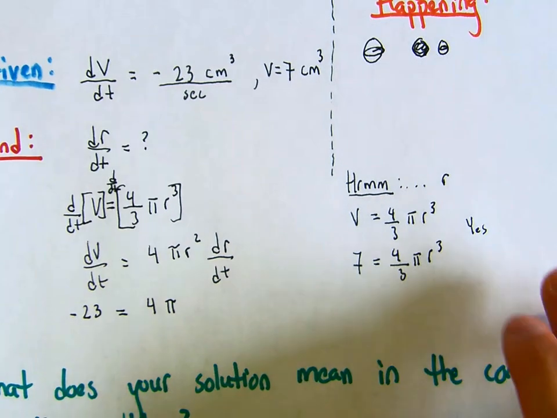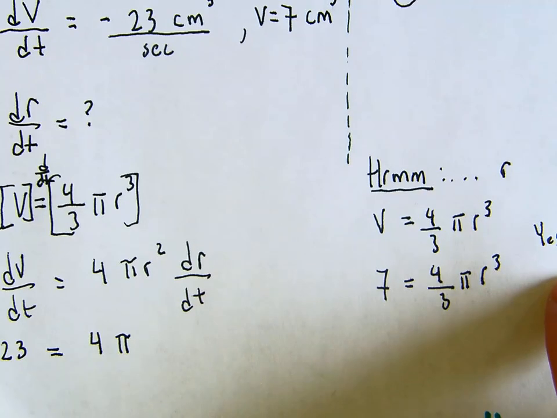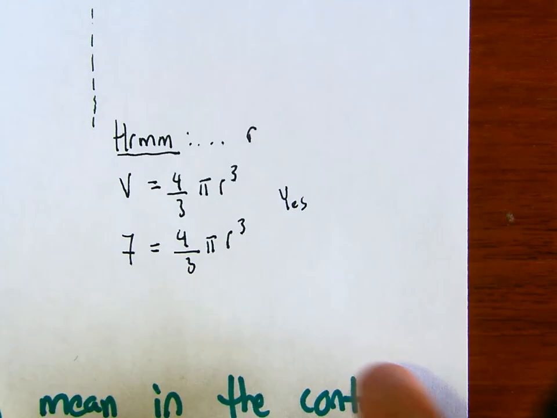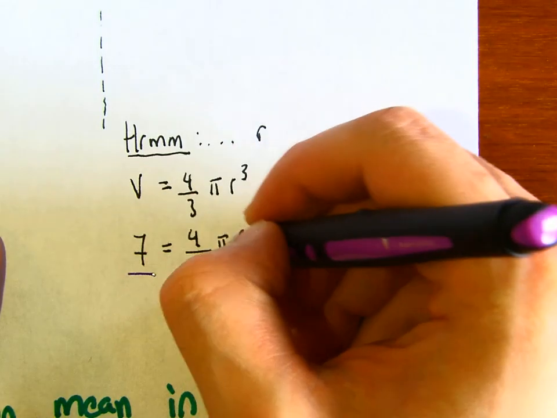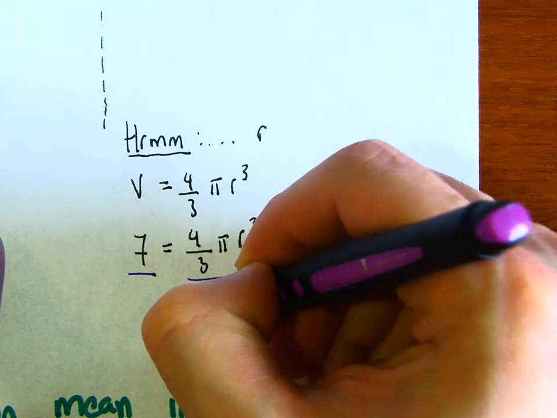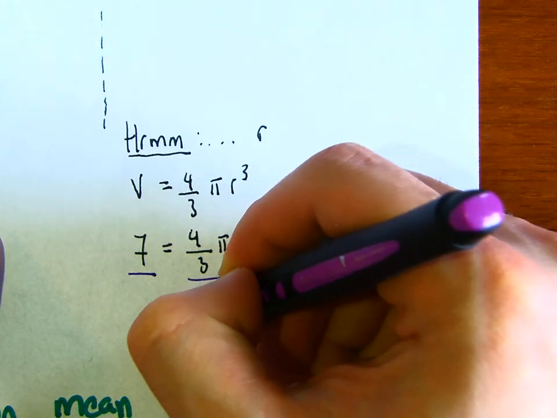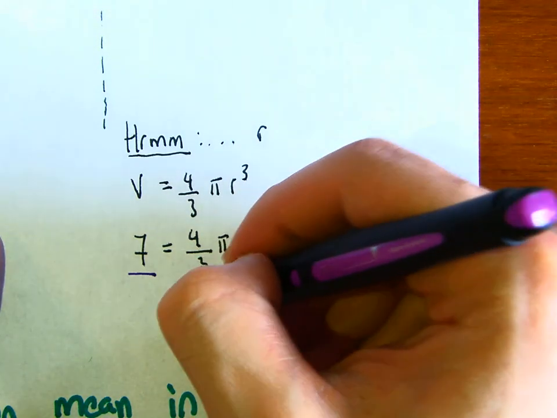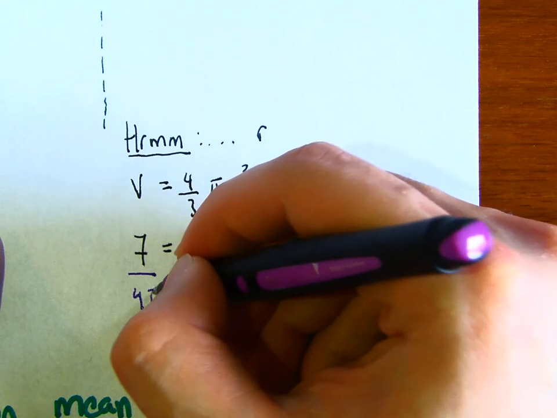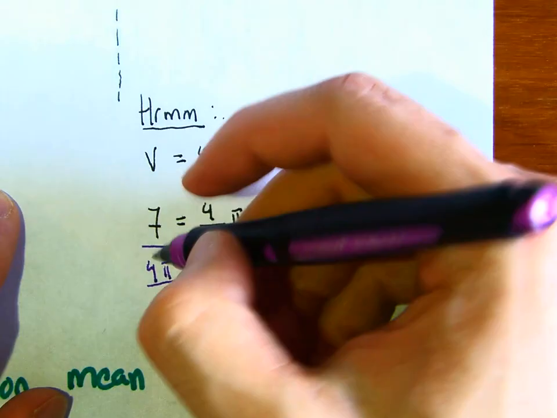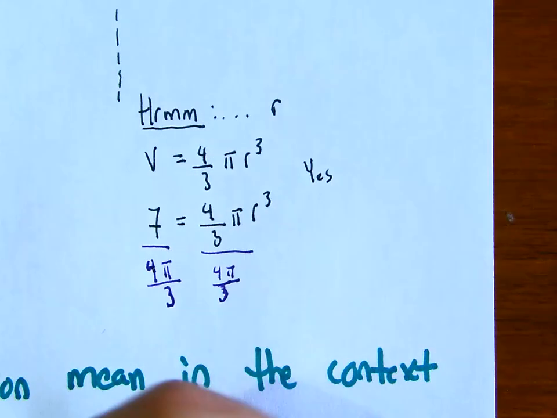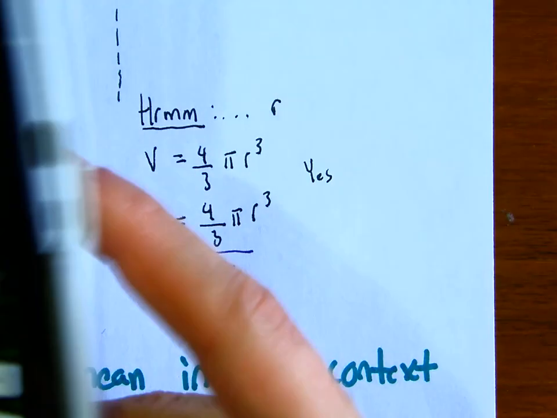How do you get r by itself? What would be the first move? You would divide both sides by 4 pi over 3, because 4/3 times pi is 4 pi over 3. If you were able to get to this part by yourself, big kudos. But if you weren't, I know this was a little tricky at first.